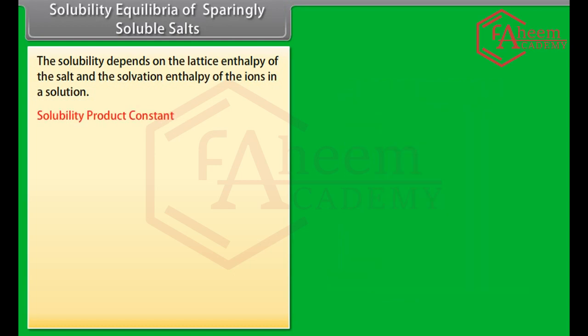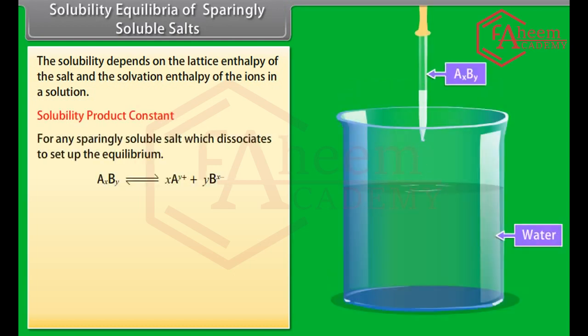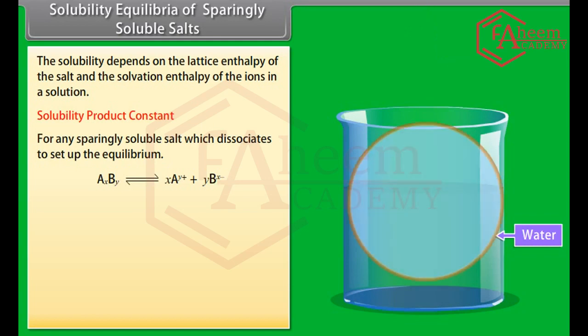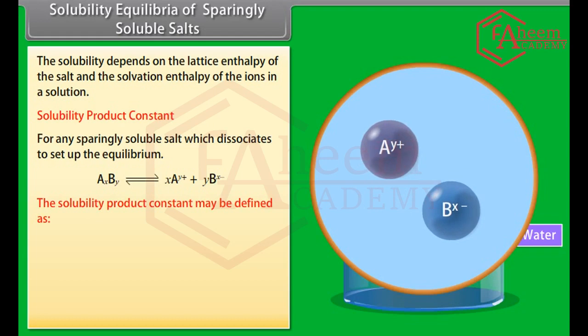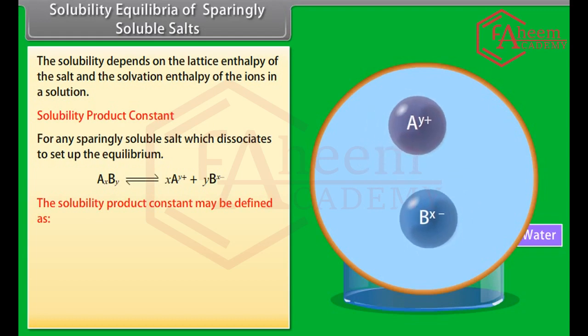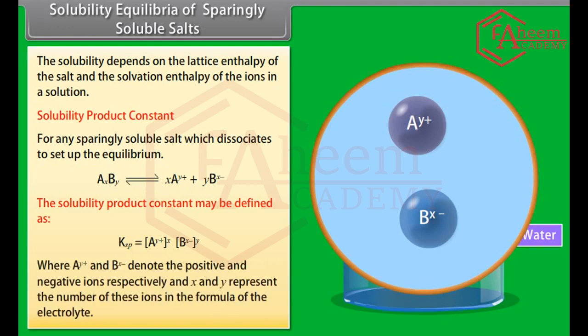Solubility product constant. For any sparingly soluble salt which dissociates to set up the equilibrium, the solubility product constant may be defined as the concentration of A^y+ raised to the power x into the concentration of B^x- raised to the power y, where A^y+ and B^x- denote the positive and negative ions respectively, and x and y represent the number of these ions in the formula of the electrolyte.